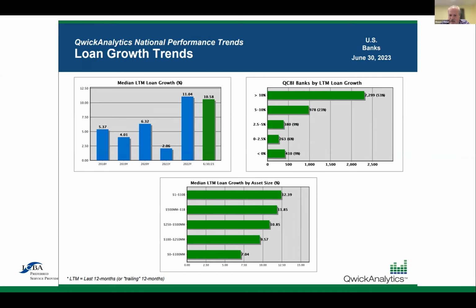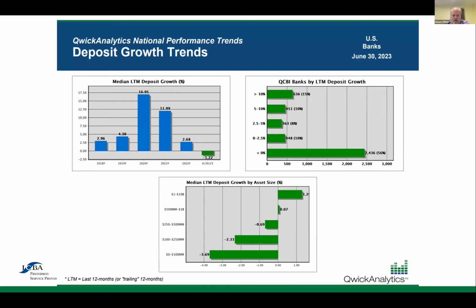53% of the community banks saw 10% plus loan growth over the last 12 months. But you can see down here all the different asset size buckets saw loan growth over the last 12 months.